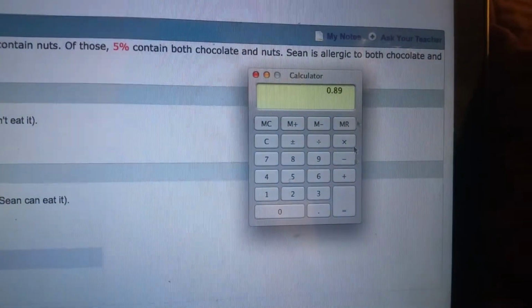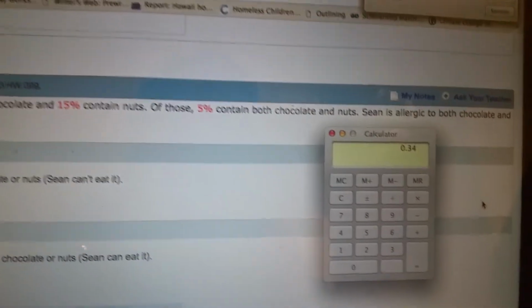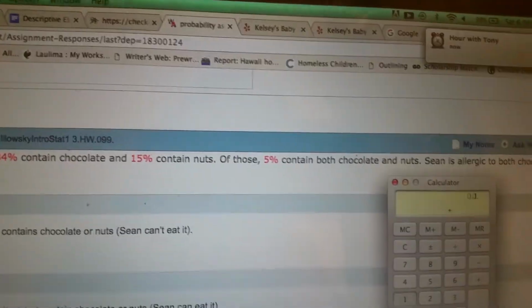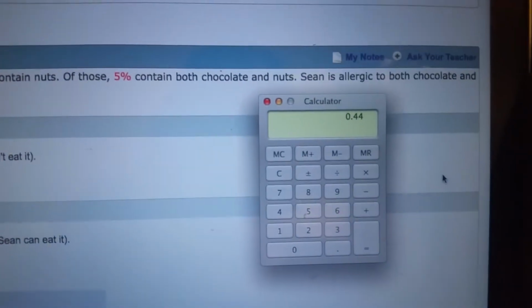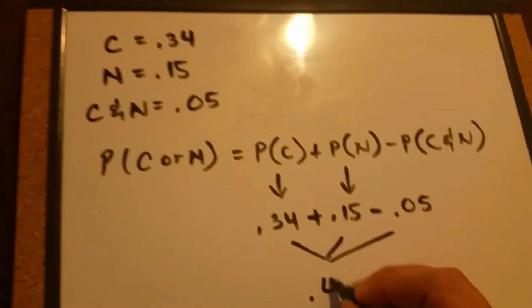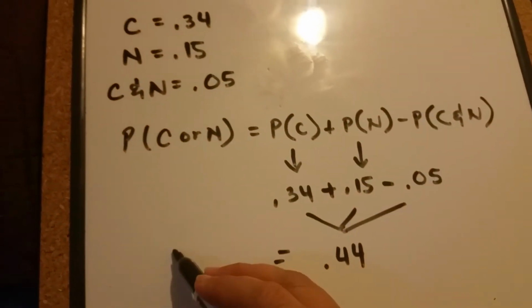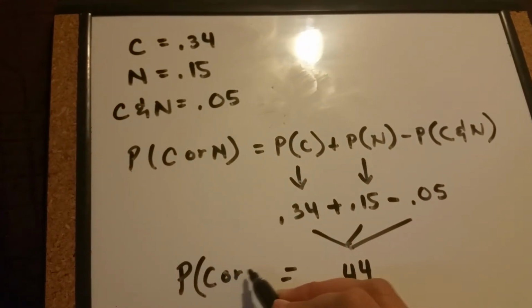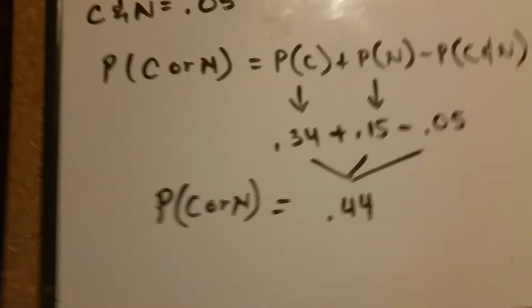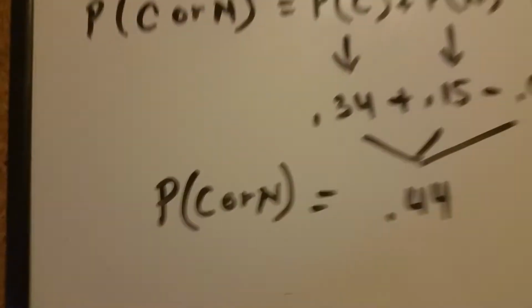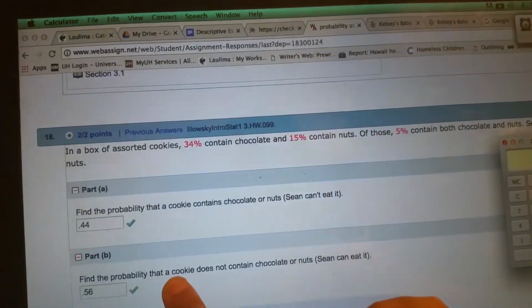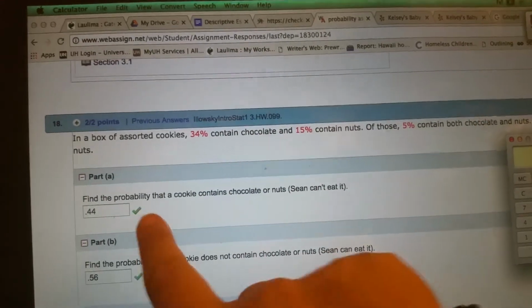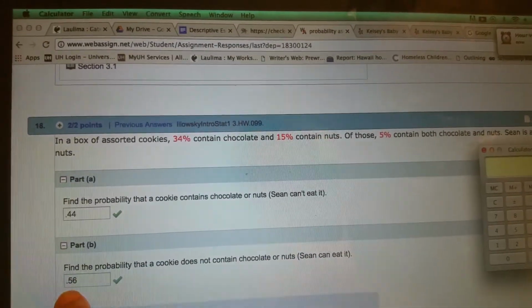Let me do that on my calculator. So I've got 0.34 plus 0.15 minus 0.05. Okay, that comes out to 0.44. So I know that the probability of C, the chocolate or nuts, would be 0.44. Find the probability that a cookie does not contain chocolate or nuts. Again, 1 minus 0.44 equals 0.56.